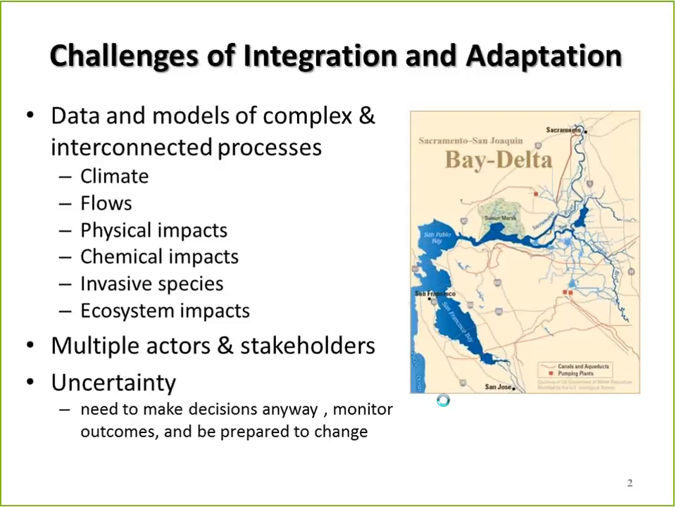It's a real challenge here, having multiple actors with multiple models and multiple goals and how to get them all together. And one of the biggest challenges is uncertainty: even if we have models, we don't know that they're exactly right. We need to make decisions anyway, monitor the outcomes, and then somehow be prepared to change.